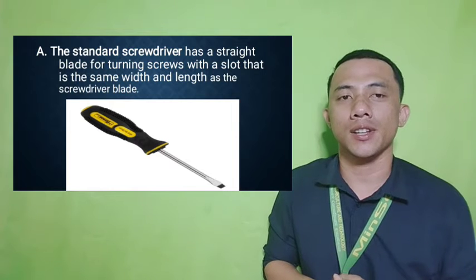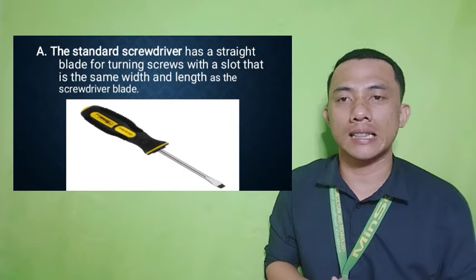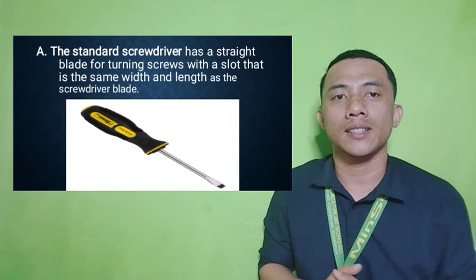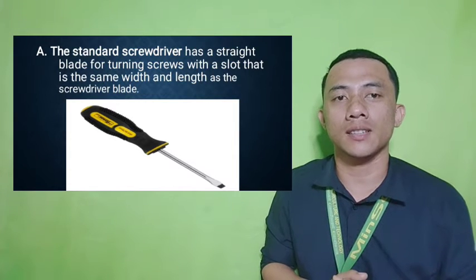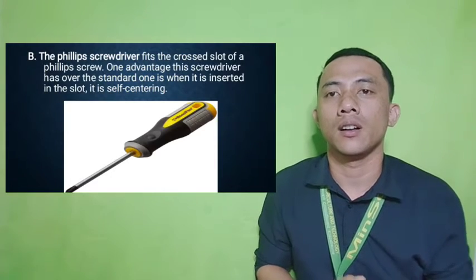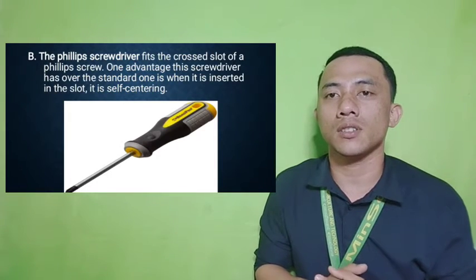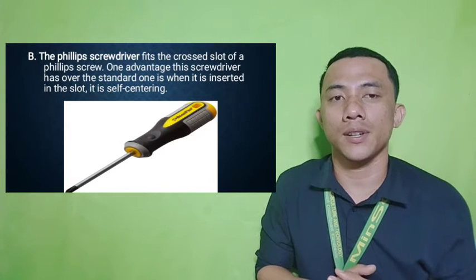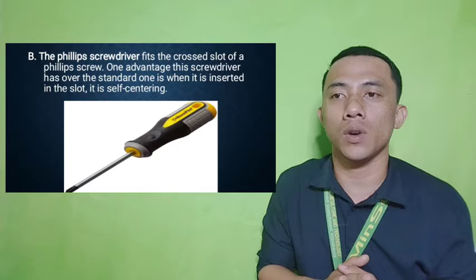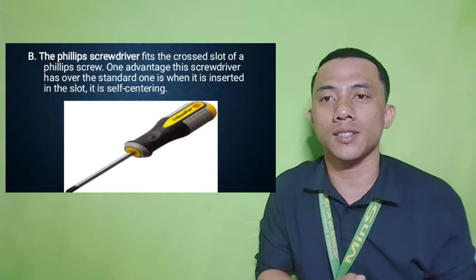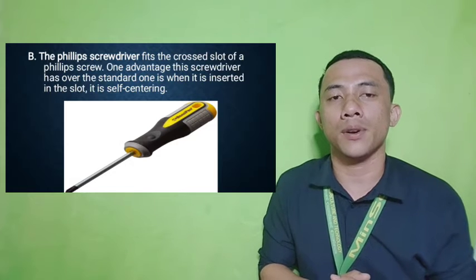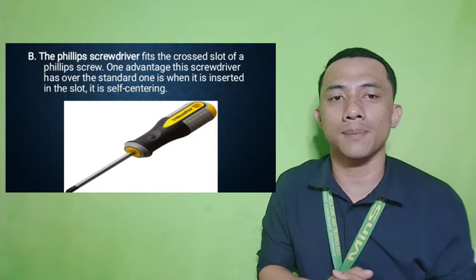It has a straight blade for turning screws with a slot that is the same width and length as the screwdriver blade. It is only used for the flat type screws. The next one is the Phillips screwdriver. The Phillips screwdriver fits the cross slot of the Phillips screw. The one advantage this screwdriver has over the standard one is that when it is inserted in the slot, it is self-centering. This type of screwdriver is used for cross-type screws.